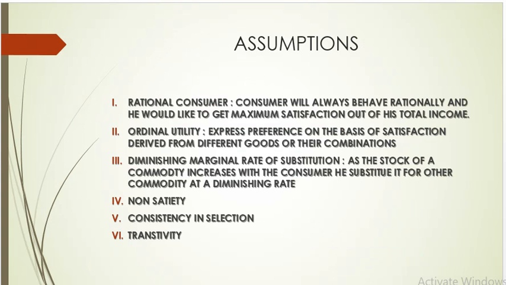So what are the assumptions? A consumer is rational. He will always behave rationally. He would like to get the maximum satisfaction out of his total income. Here, ordinal utility means he is not referring to how much utility he is getting by consuming this much. He is just expressing his preference in numbers, first, second, third preference, or he prefers this thing to this thing. And it is based on diminishing marginal rate of substitution. As the stock of a commodity increases with the consumer, he substitutes it for another commodity at a diminishing rate.